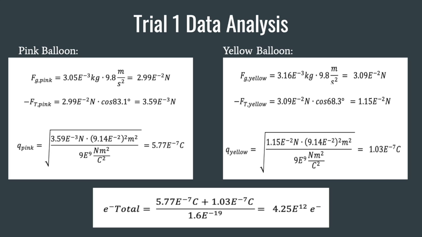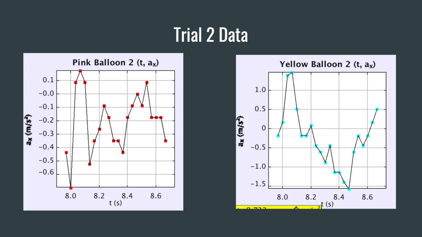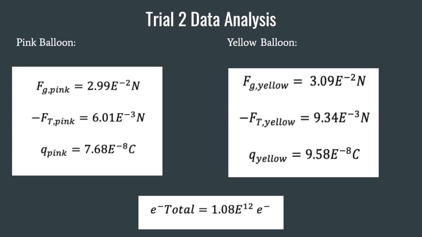For the analysis, we did all this lovely math. And as you can see, our electron total for our balloons is 4.25 e to the 12 electrons for trial 1. For trial 2, we did relatively the same thing. As you can see, the peaks are opposite of each other, and we did similar math, and we got a total of 1.8 e to the 12 electrons for this trial.